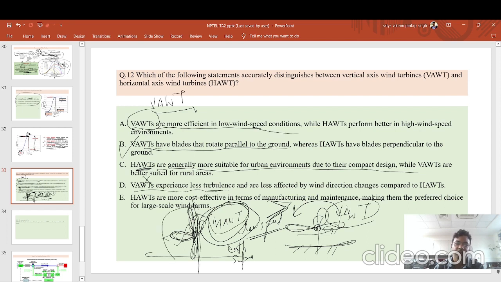The horizontal axis will experience more turbulence. Why? Because it is at higher wind speed locations. It can be onshore or offshore. And the horizontal axis is more cost effective. That is not correct. It is mounted at a higher level, and it also covers a larger area, so it is more costly compared to the vertical axis. Vertical axis is mainly suitable for urban environments.